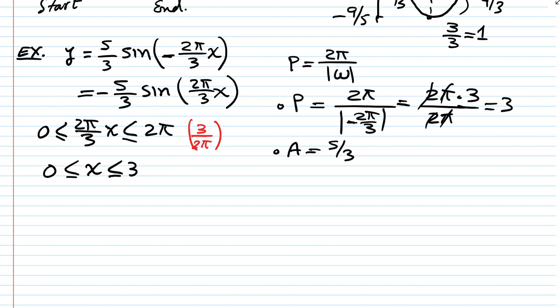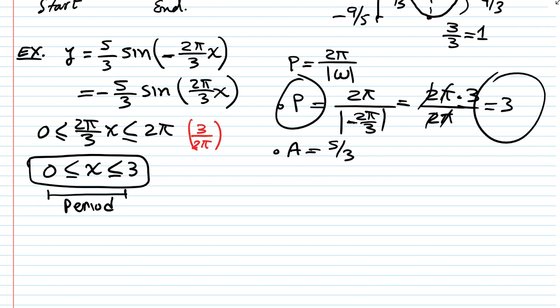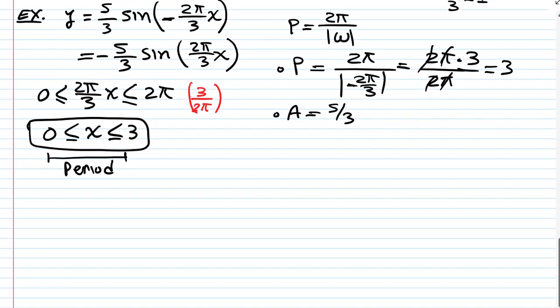Now, if you look at this interval, by the way, the length of the interval is the period, which we found earlier. You see that period? We found it to be 3. It's going to be exactly the same thing. Now, I just need to graph this thing, don't I? And here's how I'm going to graph this.